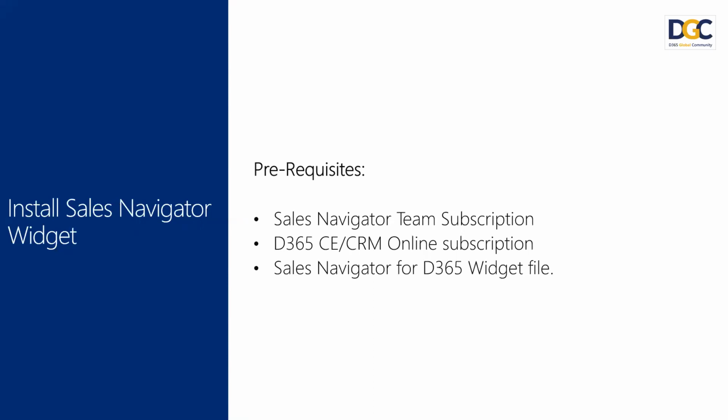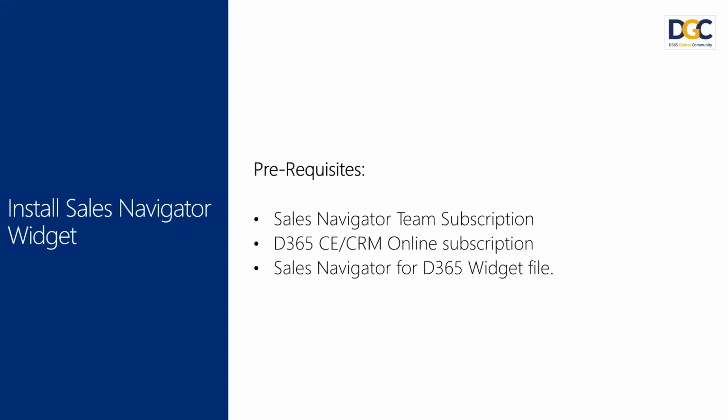So LinkedIn Sales Navigator can be integrated with 2 CRMs majorly. One is Salesforce.com. Second one is Dynamics 365. So you need team subscription. There is no trial available for that. So even if you want to try this out, you just need to subscribe for team subscription, which is fully paid. So that is the second tier of Sales Navigator subscription. We have to go for that. Second thing is you need a D365 CRM online subscription. A trial will also do.